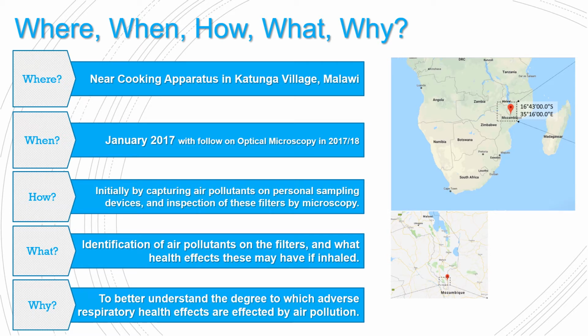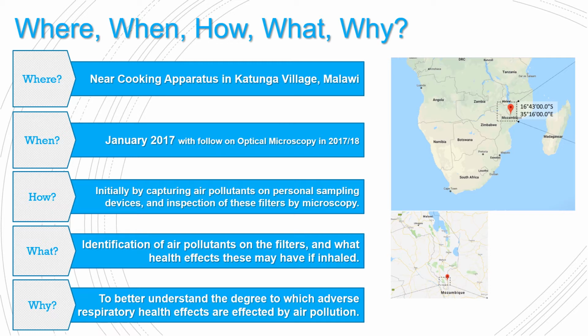So I guess really the big questions, though, are the where, when, how, what, and why of the project. So where was this analysis taking place? Well, it was looking at fine particulate matter, so finer than 10 microns, that's a sixth of the width of the human hair, within 1 metre of cooking apparatus in Katunga village, Malawi. That's roughly near the Mozambique border, if you know that part of the world. The particles were captured in January 2017, but over the following 2 years there was further analysis done on the samples and the filters.